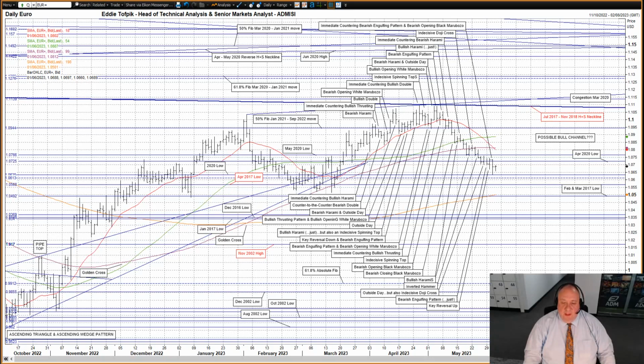Euro-dollar. An immediate countering bearish engulfing pattern and bearish opening black Marubozu yesterday. This offset with a vengeance the previous session's key reversal up by punching down through the April 2020 low at 107.25 and into free territory until the 2020 low at 106.35.